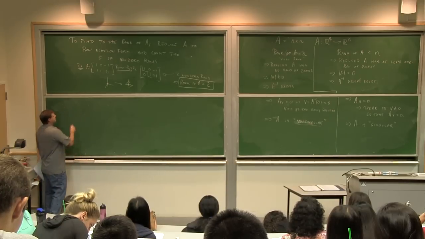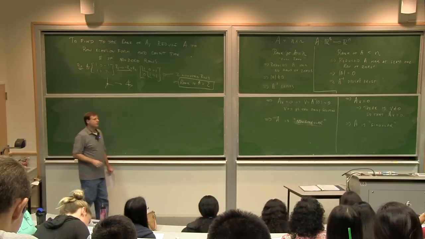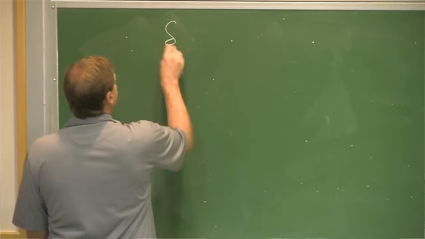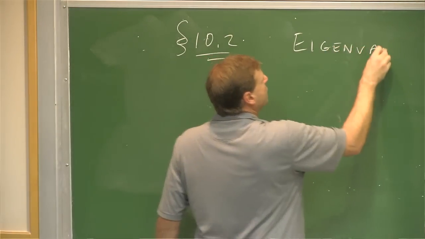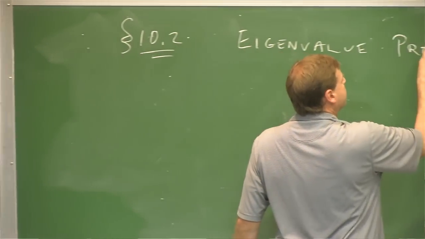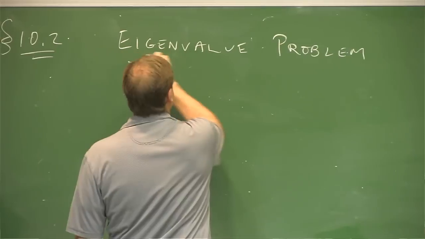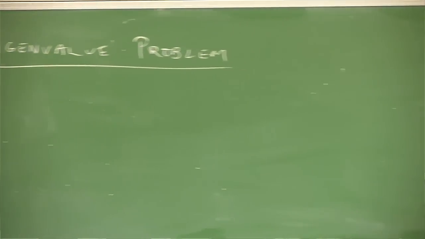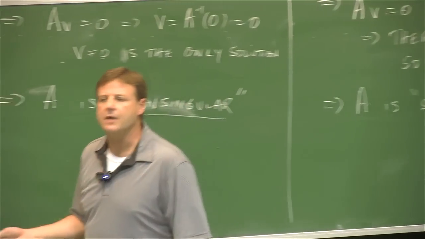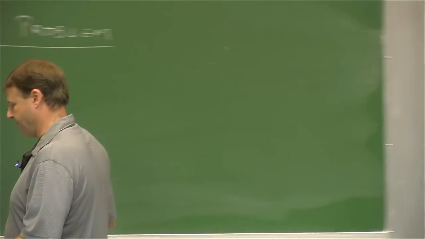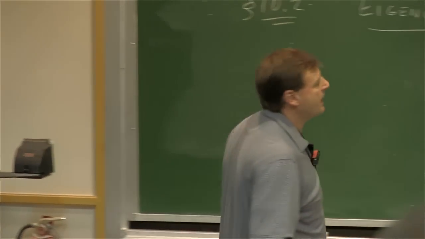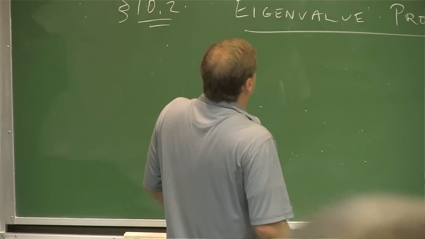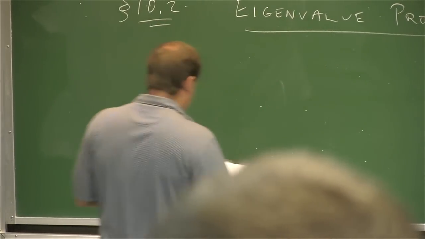All right, so now we're going to put it all together and do section 10.2. This is called the eigenvalue problem. This problem ends up having almost everything that we've done in this class in it. You've got solving systems of equations, you've got multiplying matrices, you've got all kinds of stuff. But we're not going to quite get to this yet. We have to do a little background stuff.